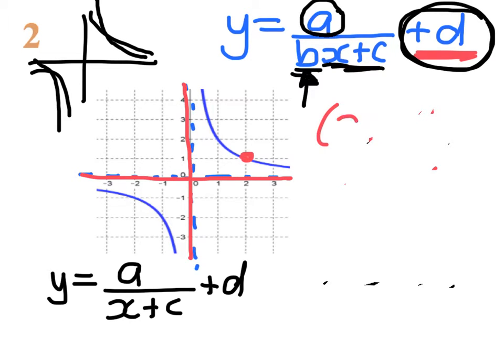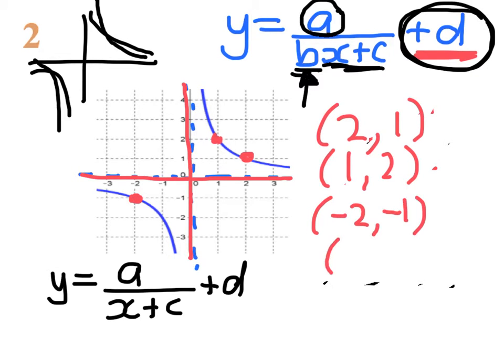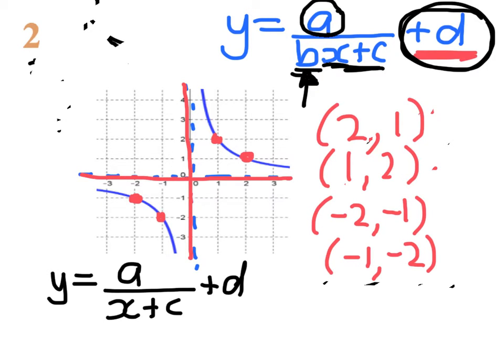We've got a point at 2 and 1. And here's another one. It's at 1 and 2. So that's interesting. Here's another one, a fourth one, at -2 and -1. And the next one is at -1 and -2. So some of you will spot straight away that in each case we've got a pattern where the coordinates multiply to give us 2. So it looks like we've got xy equals 2.